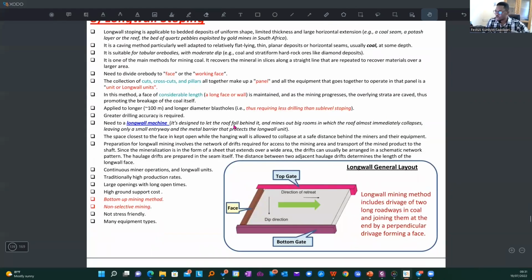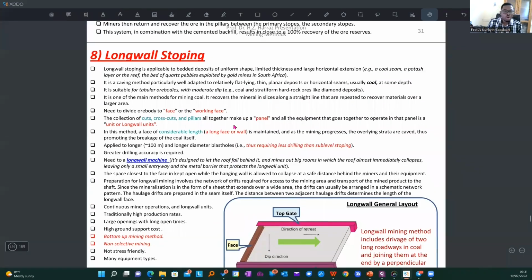Then we have long wall stoping. So long wall and long hole stoping behave the same way, just that the difference is the wall, how long you are going to leave that space. So if I want to create a long wall stoping, I have to be drilling long holes, but with this one, the wall will be long, but I'll be dealing with it bit by bit. And at the end of the day, I get the space.